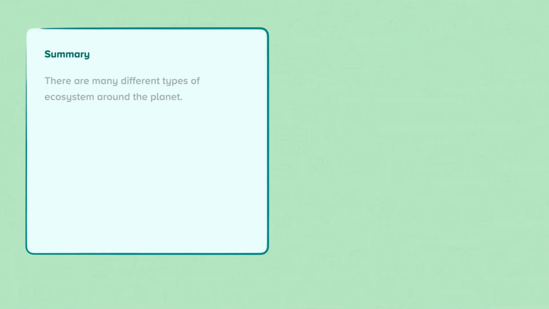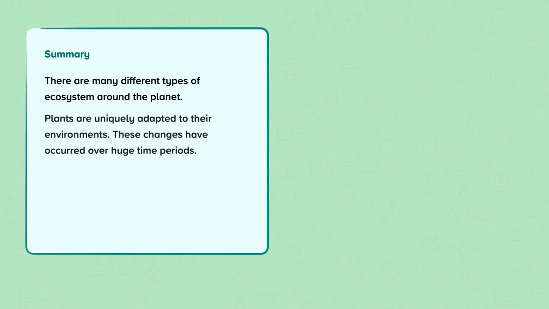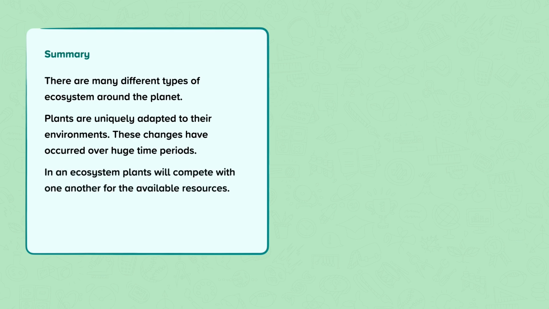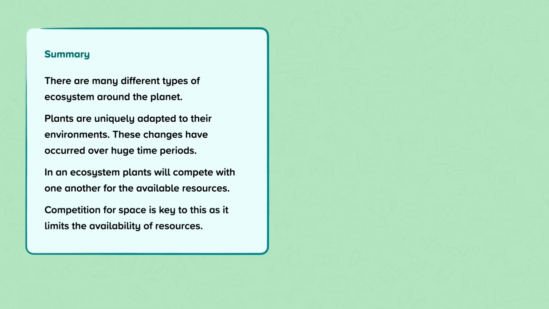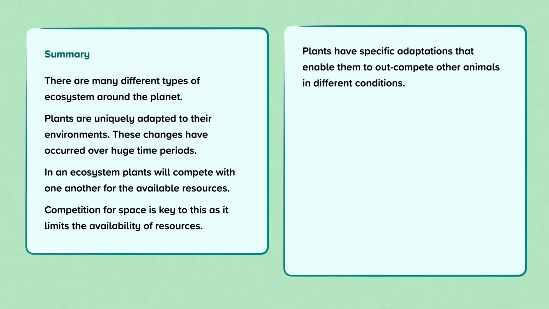In summary, there are many different types of ecosystem around the planet. Plants are uniquely adapted to their environments. These changes have occurred over huge time periods. In an ecosystem, plants will compete with one another for the available resources. Competition for space is key to this, as it limits the availability of resources. Plants have specific adaptations that enable them to outcompete other species in different conditions.